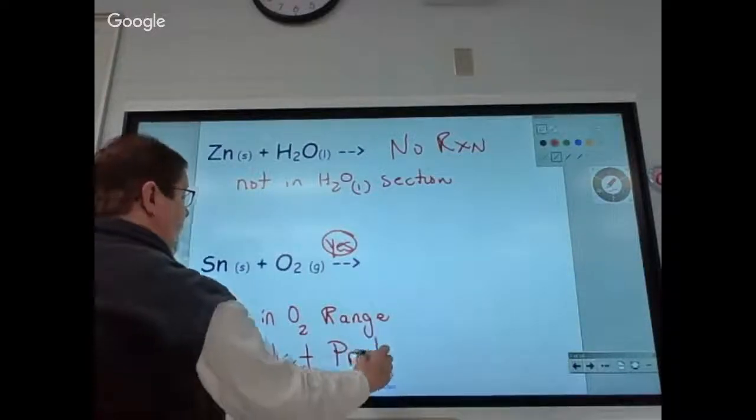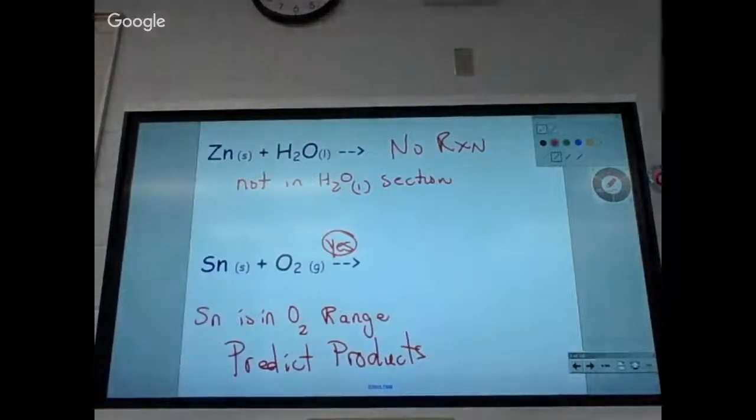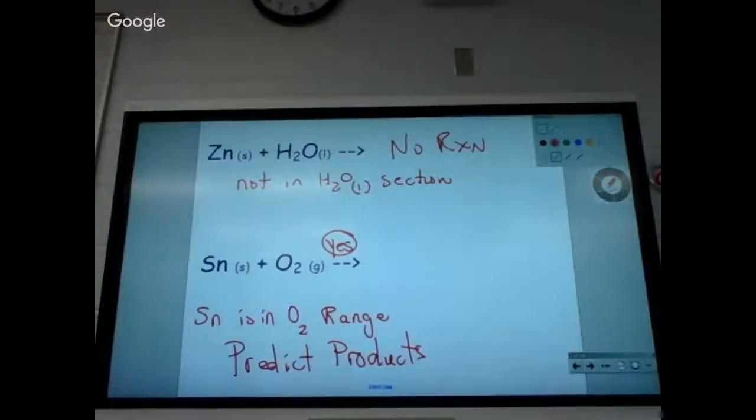So what kind of reaction is this based on what you've learned over the last week? Single, double, decomposition, synthesis, or combustion?